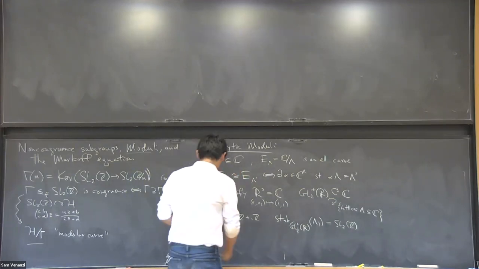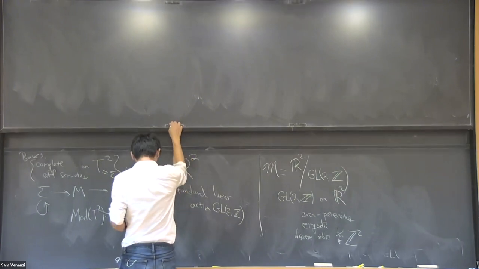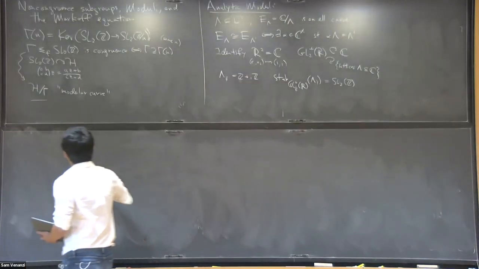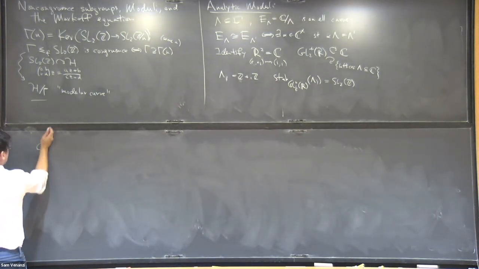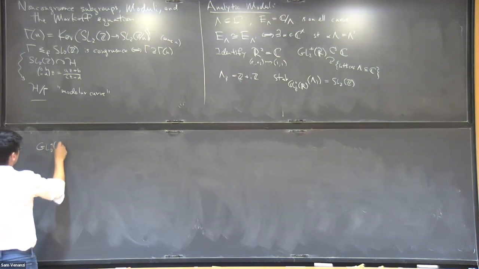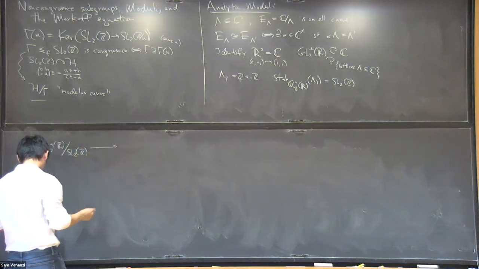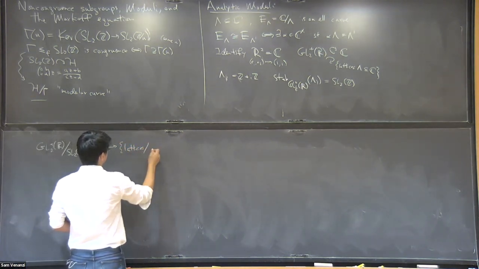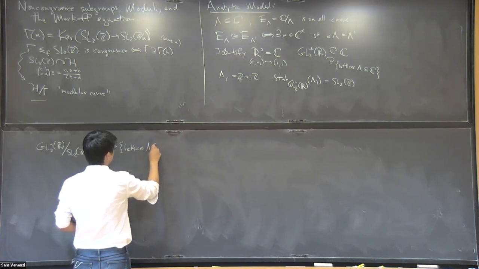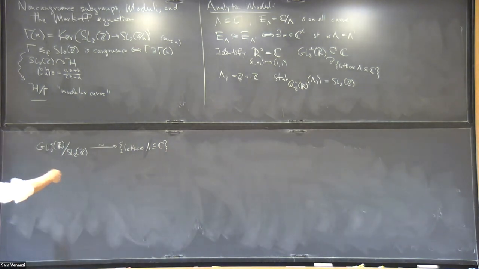Okay, so what does this mean? Since GL2 plus R acts transitively on these lattices, what you get is a map from GL2 plus R mod SL2Z to the set of all lattices Lambda in C. This is a bijection, right? It acts transitively on the set of lattices, and the stabilizer of a particular lattice is SL2Z.